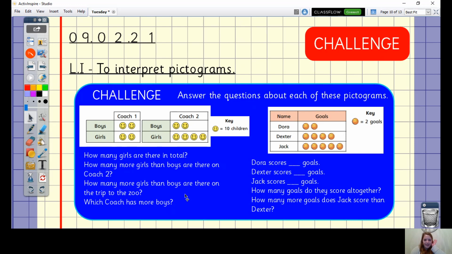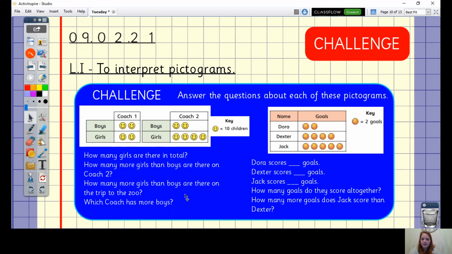Okay, so for the first pictogram, your questions are: how many girls are there in total, looking at coach 1 and coach 2? How many more girls than boys are there on coach 2? How many more girls than boys are there on the trip to the zoo, that's all together? And which coach has more boys? Does coach 1 have more, or does coach 2 have more?